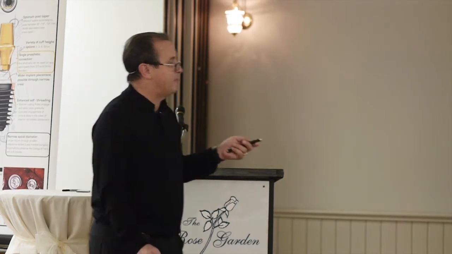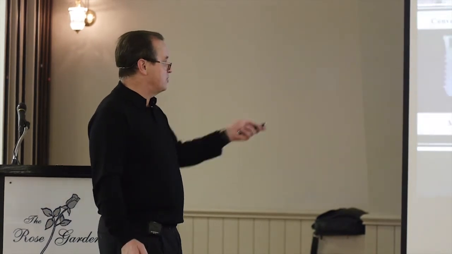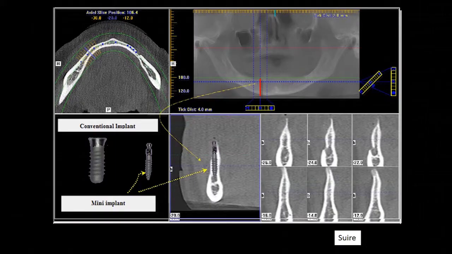So here's an example of a case, 60-year-old male, unstable lower denture. He wants to consider implants in the mandible to support his lower denture. Questionable ridge width, and the CT revealed a compromised ridge width. So I don't do a lot of mini implants, but this is a case where we did, because we didn't have much of a choice. And this guy doesn't look like he would have a mandible that thin, but the truth of the matter is we can't use this. This is not going to fit.